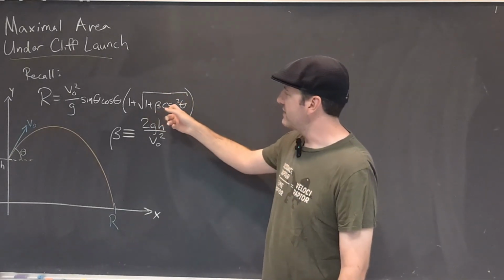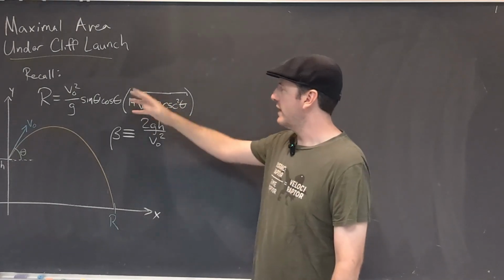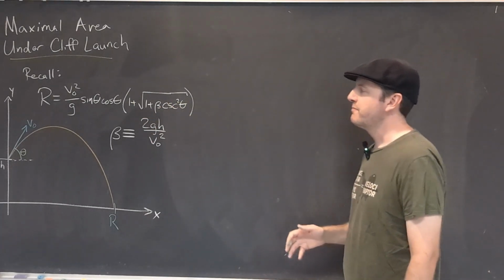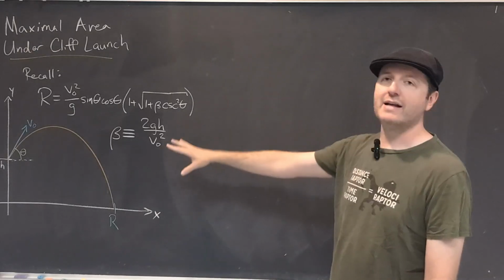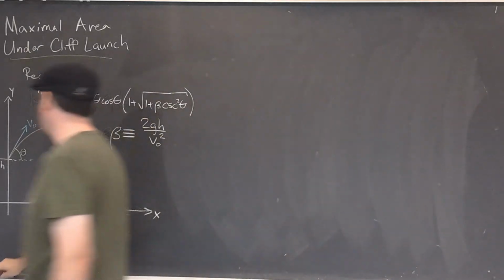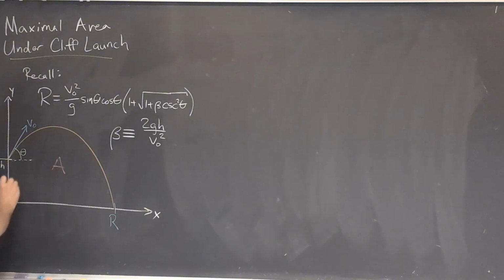We picked up this extra piece. It's got a cosecant squared in it. We could rewrite that in terms of a sine, and maybe we will in a sec. But we want to now maximize this area. Let's say the area under here is A.